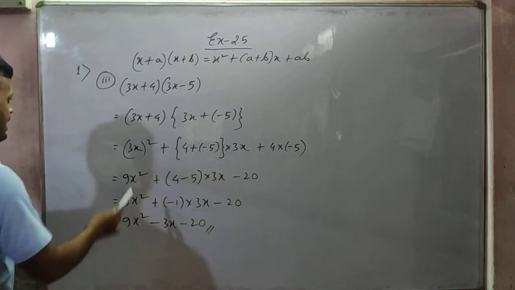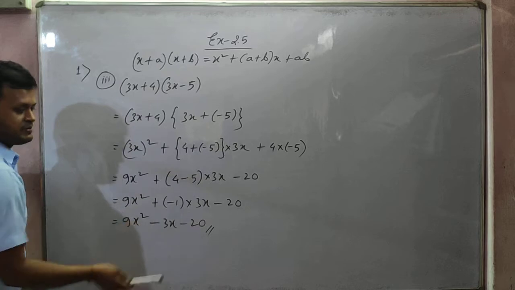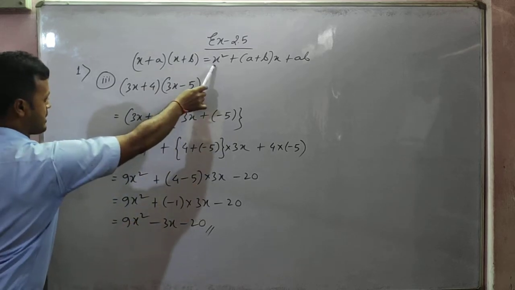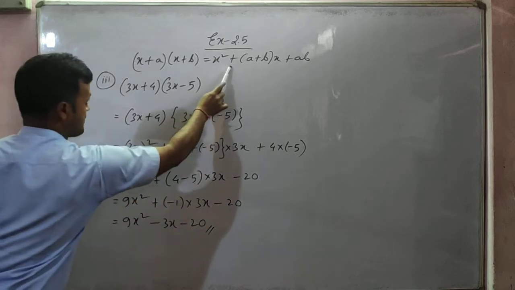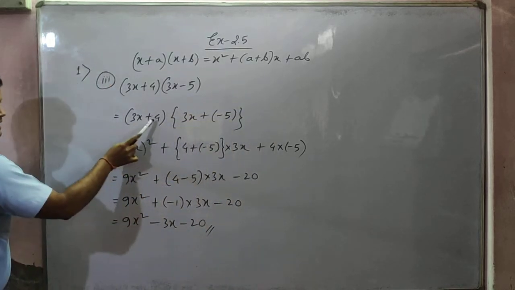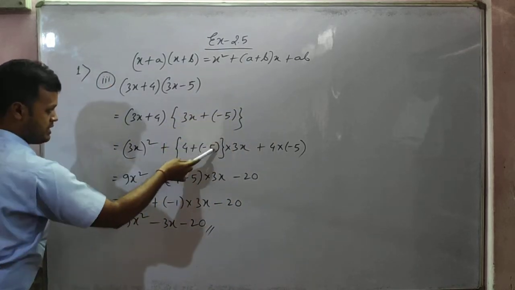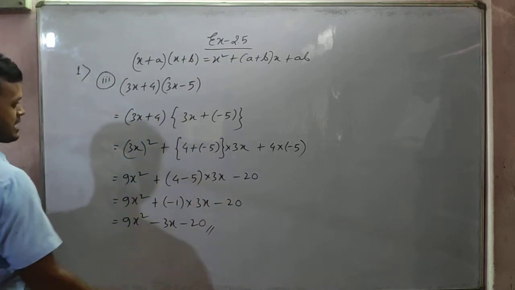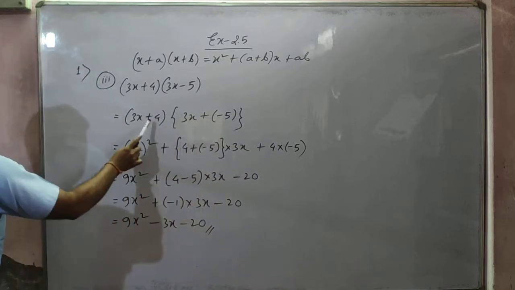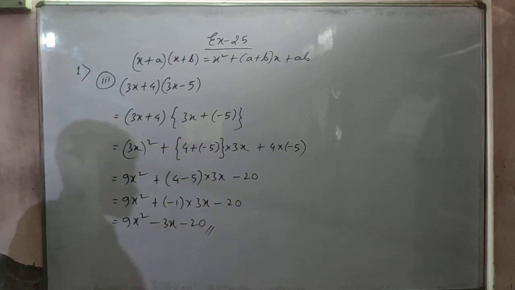So how will you write? x plus a into x plus b means first you write x square, isn't it? So x square means (3x) whole square plus (a plus b) into x. What is a here? 4. And what is b? Minus 5. A plus b into x, what is the value of x? 3x. And plus ab. ab means 4 into minus 5.